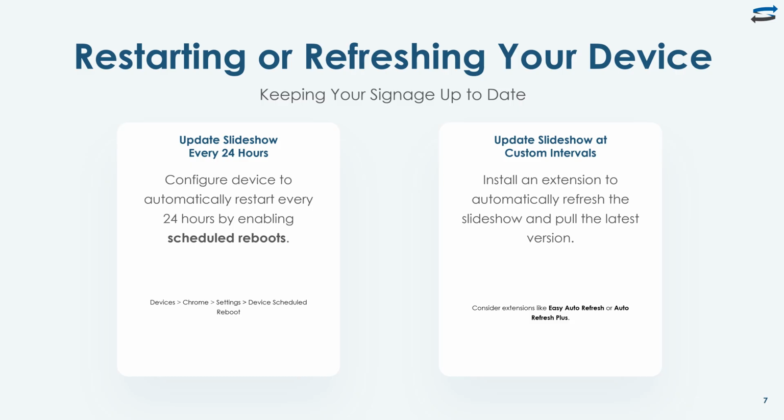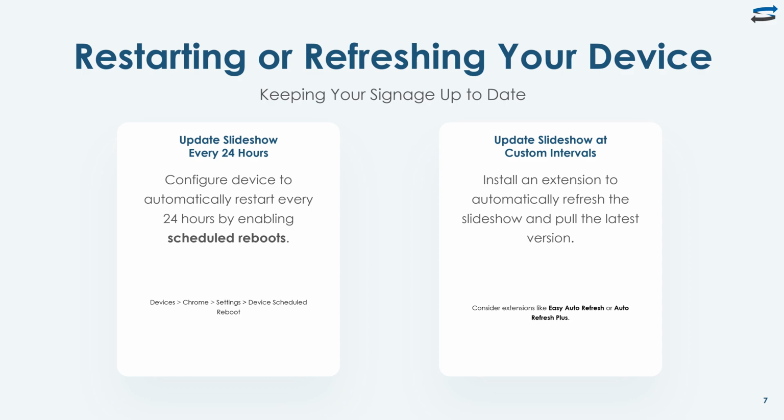Okay, our last step is to configure our device to automatically refresh. We've got a couple options here. If I want my device to automatically refresh every 24 hours, that is to always pull the latest update, the latest edits from that slide presentation, I can do that by going into the admin console and then going to Devices, Chrome, Settings, and then going to Device Scheduled Reboot. And I can configure it to automatically reboot every 24 hours. And when it reboots, it's always going to grab the latest edition of that Google slide presentation.